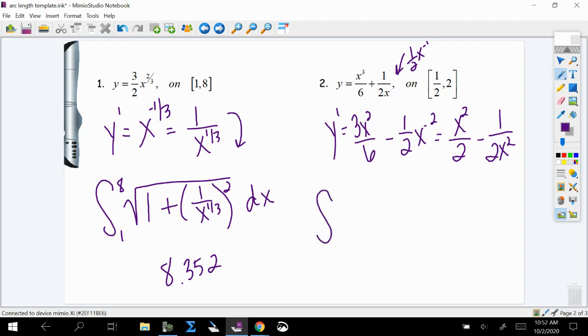So my integral is going to go from 1/2 to 2, or you could say 0.5 to 2, of the square root of 1 plus that derivative squared. So I'm just going to write y prime squared. I'm not going to rewrite the whole thing.